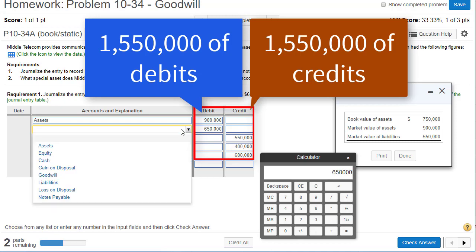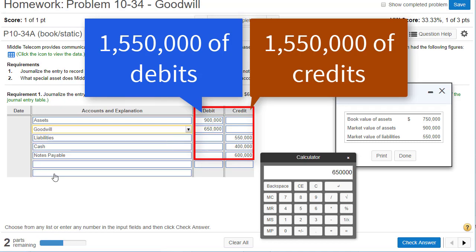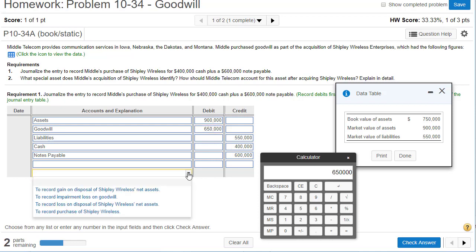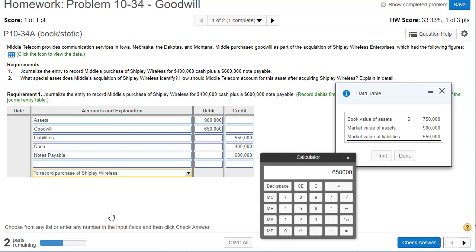And so what this number is representing is an asset called Goodwill. So all Goodwill is, it's when you purchase another company and you're paying for more than what you are getting, and getting is in quotes. Goodwill is the plug number that makes the transaction balance, and it's considered an asset. Record purchase of Shipley Wireless.